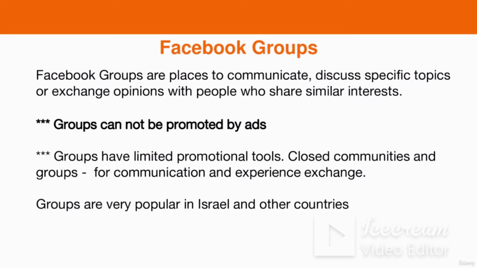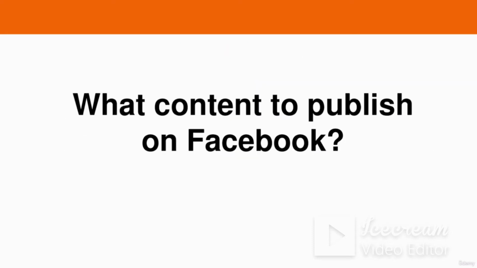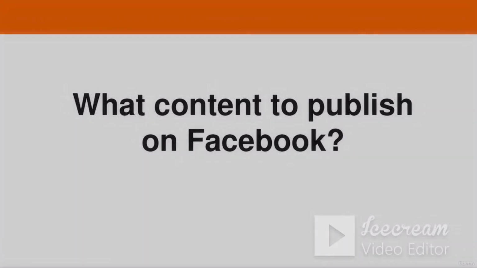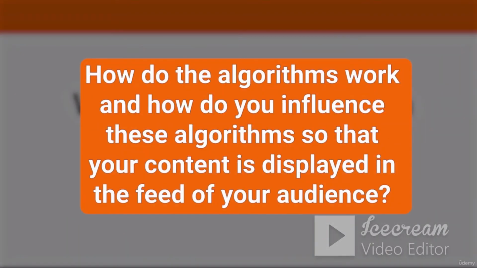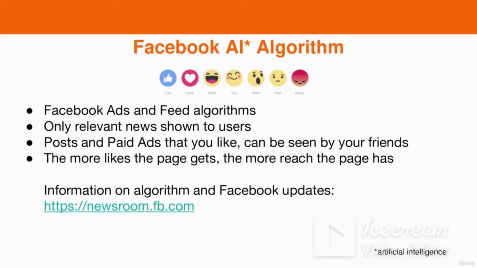People generally feel very comfortable in groups. Groups can be very interesting and help gather people in one place. Before moving on to the content, let's first understand the algorithms behind Facebook's artificial intelligence. Why do we see this or that content in your feed? How do the algorithms work, and how do you influence these algorithms so that your content is displayed in the feed of your audience?